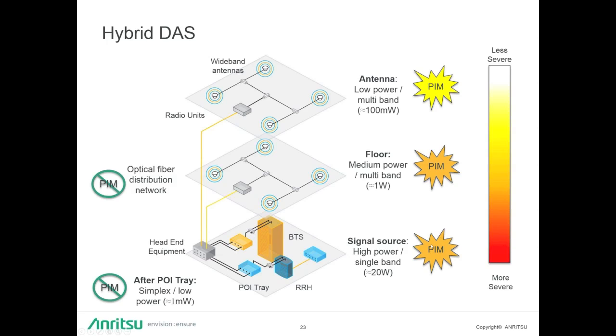So in the head-end equipment room, exact same as an active DAS, we still have an orange level of concern up to the point of interface, no concern after the point of interface in the RF section. Fiber's not a problem. When I get to the floor level, it's now the same level of concern as it was in a passive DAS. And then once again at the antenna level, same level of concern.